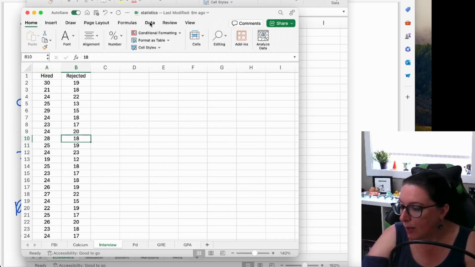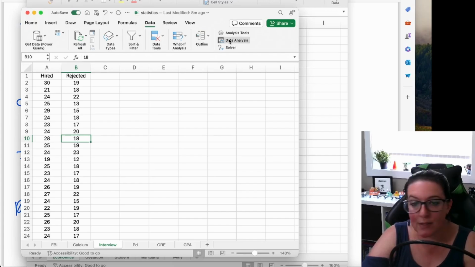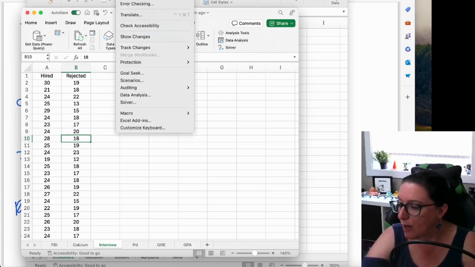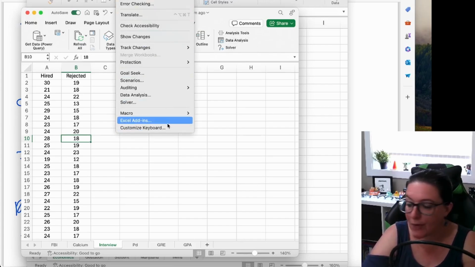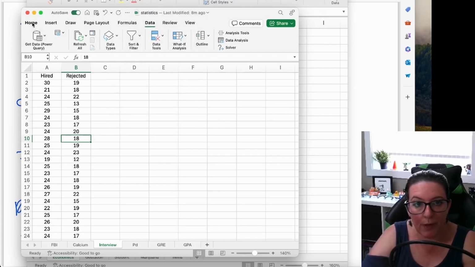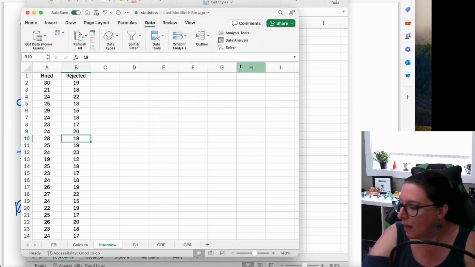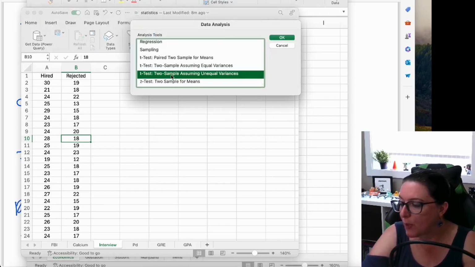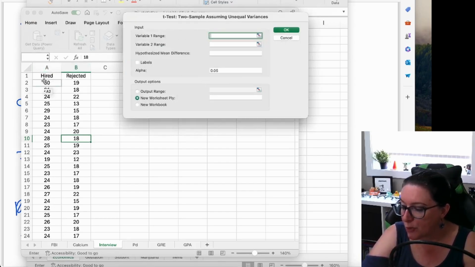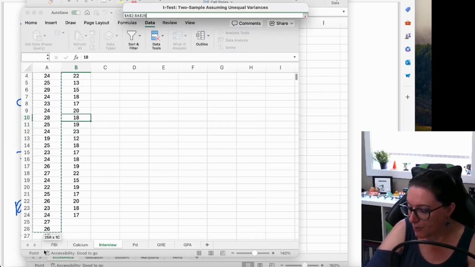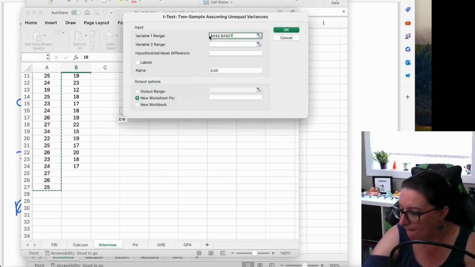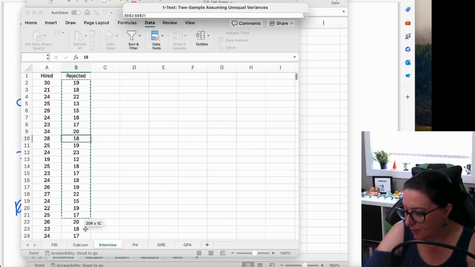Under Data, we are going to do our data analysis. And just a reminder, under Tools, you can do Excel add-ins if you have a Mac. Otherwise, if you're on Windows, pick the tab to the left and do Options and then select Add-ins. We're looking for the Data Analysis ToolPak. Okay. All right, Data Analysis ToolPak, t-test two-sample assuming unequal variances. We need to identify the two variables. So hired is going to go first. And then we have rejected second.